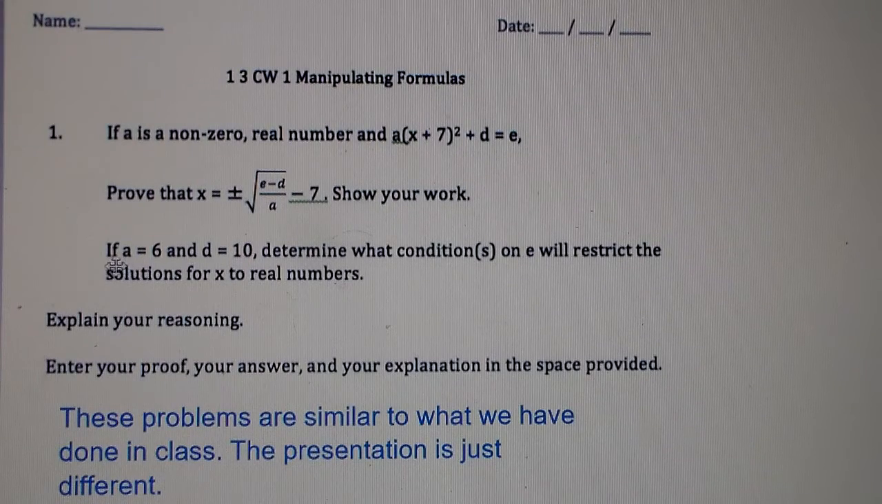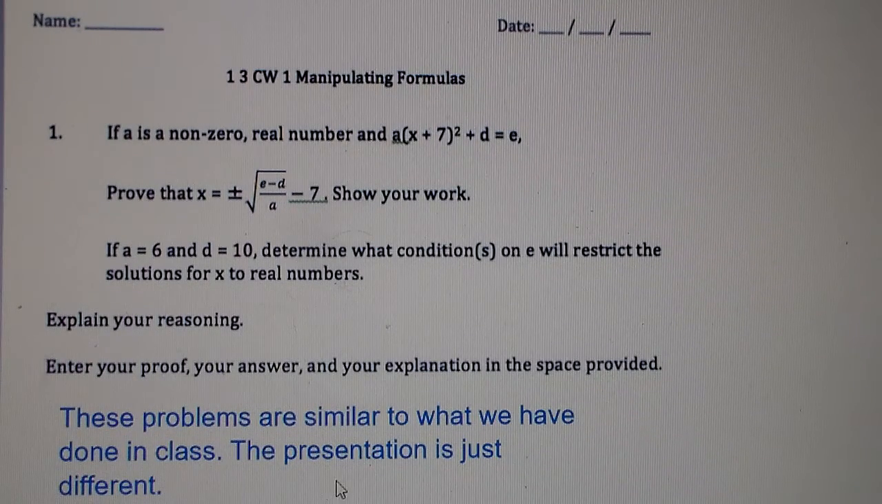And then there's going to be a part B. If a equals 6 and d equals 10, determine the conditions on which e will restrict the solutions for x to real numbers, and explain your reasoning. And you're going to enter your proof. So in other words, you just have to show all your steps and every single bit of your work. That's what they ask for as far as proof.